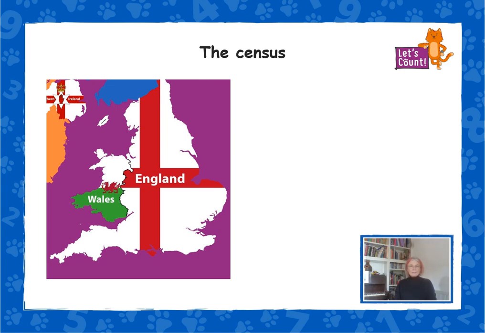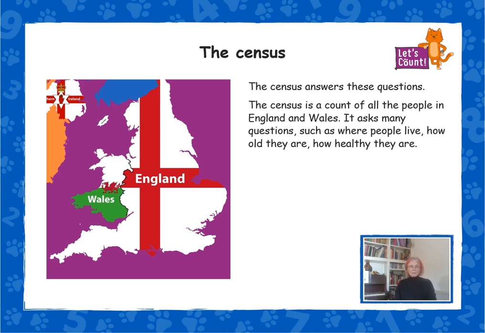I'm sure you came up with lots of ideas. Perhaps creating a survey that you could take home and ask friends and family to get a wider view of what people think they need. The census has done this for us. It is a count of all the people in England and Wales. It asks lots of questions of each household. It asks them where they live, how old they are, what jobs they have. Lots of questions, but it also asks them how healthy they feel they are.